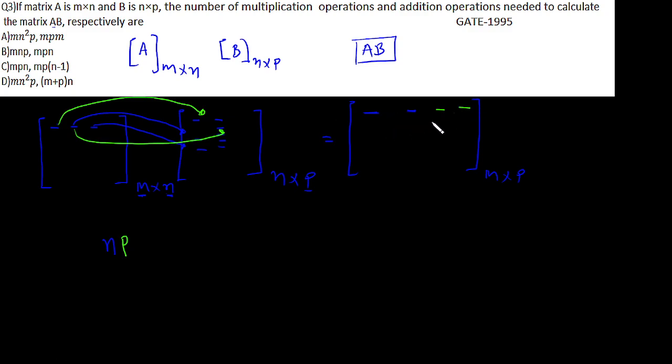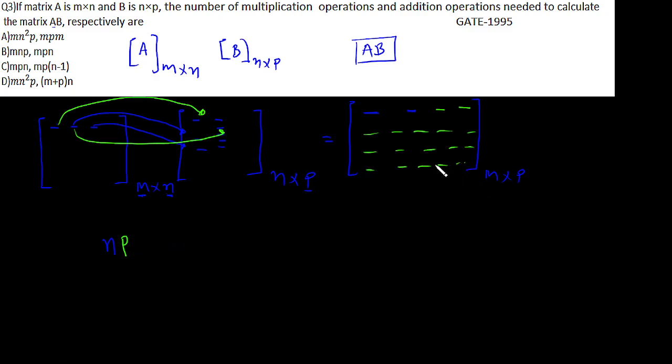Now move to the second row. The second row will also give np multiplications. The third row will also give np multiplications. The fourth row will also give np multiplications.